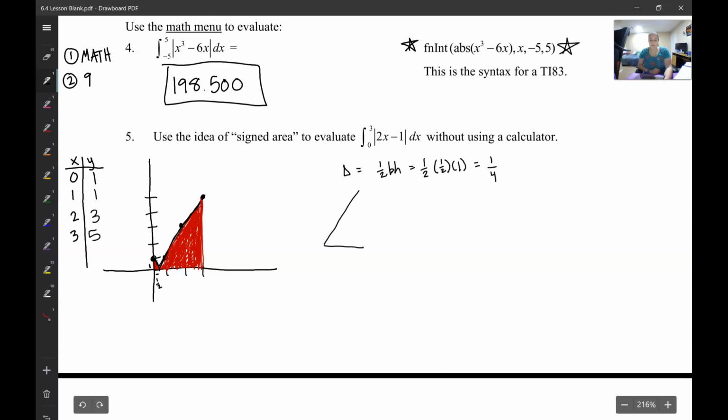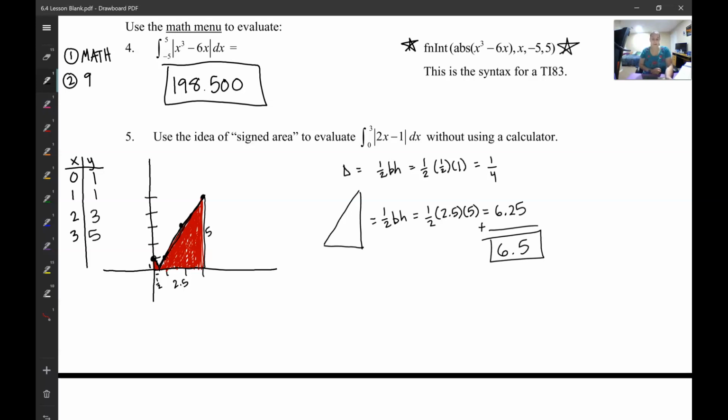Now let's do the area of the big triangle. Still going to be 1/2 base times height. So 1/2, my base on this one is 2.5, and my height is 5. So 1/2 times 2.5 times 5 is 6.25. And so that is the area of this bigger triangle. And then to find the area of the whole thing, I'm going to add those together to get 6.5. And that's going to be the signed area under this curve for this problem. So that's our definite integral.